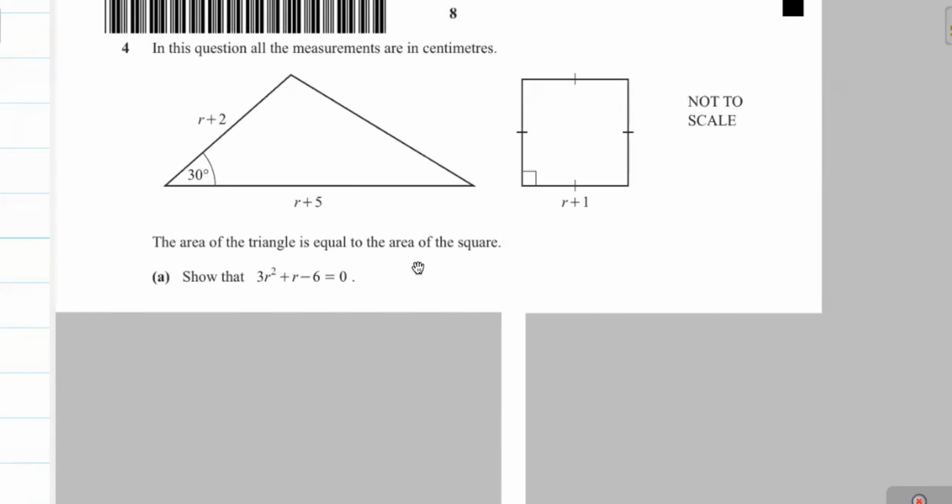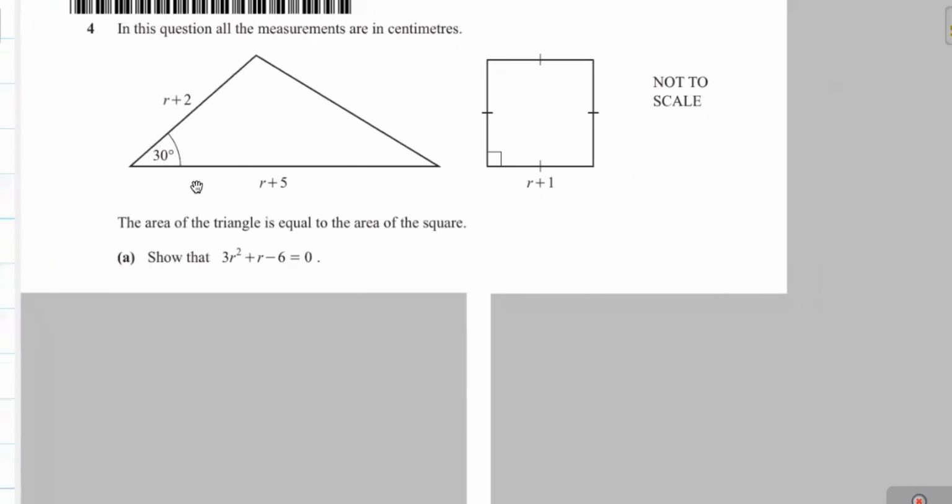Question 4. In this question, all measurements are in centimeters. The area of the triangle is equal to the area of the square. Show that 3r squared plus r minus 6 equals 0. Look here, the area of the triangle is equal to the area of the square. Firstly, we will find the area of the triangle. The formula for the area of a triangle is 1 over 2 AB sine x degrees. A and B are the adjacent sides, and x is the angle between the adjacent sides.